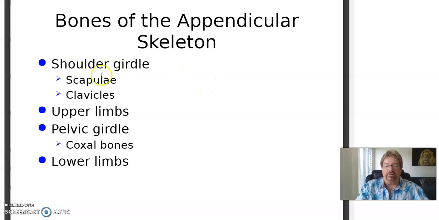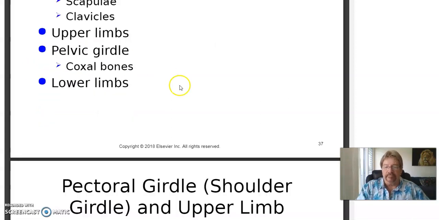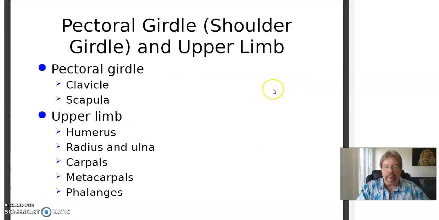The shoulder girdle, which is the scapula, which are the shoulder blades, and the clavicles, which are the collarbones. The bones of the upper limbs, and in the low back or the legs, we have the pelvic girdle and the bones of the legs, and that makes up the appendicular skeleton. Pectoral girdle. The pecs, of course, are up here. Shoulder girdle and upper limbs.